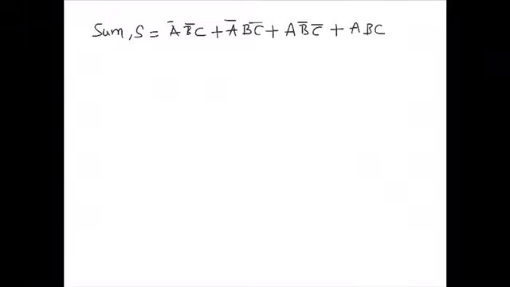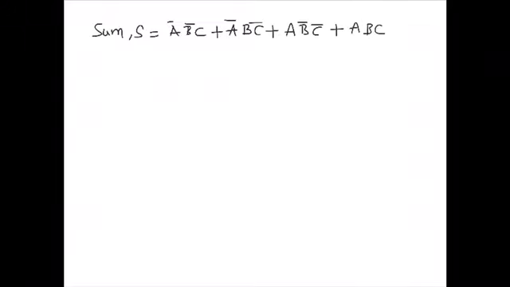Let me do the simplification of the sum and carry out expressions of the full adder. Let me first start with the sum expression. As we know, the sum expression can be got from the truth table by considering the combinations of the inputs for which the output is equal to 1. So the sum expression S can be written as A bar B bar C plus A bar B C bar plus A B bar C bar plus A B C.